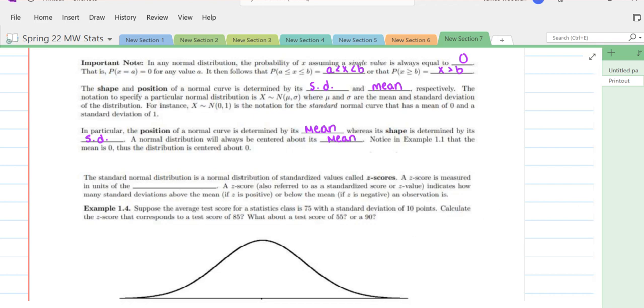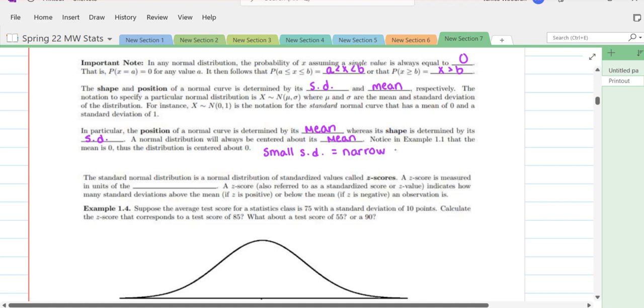Now, typically, as we looked at before, a smaller standard deviation is going to give you a narrow curve. That might look something like this, where it's very high. Whereas a larger standard deviation is going to make this more spread out, so it'll be a wider curve. That might look more like this.